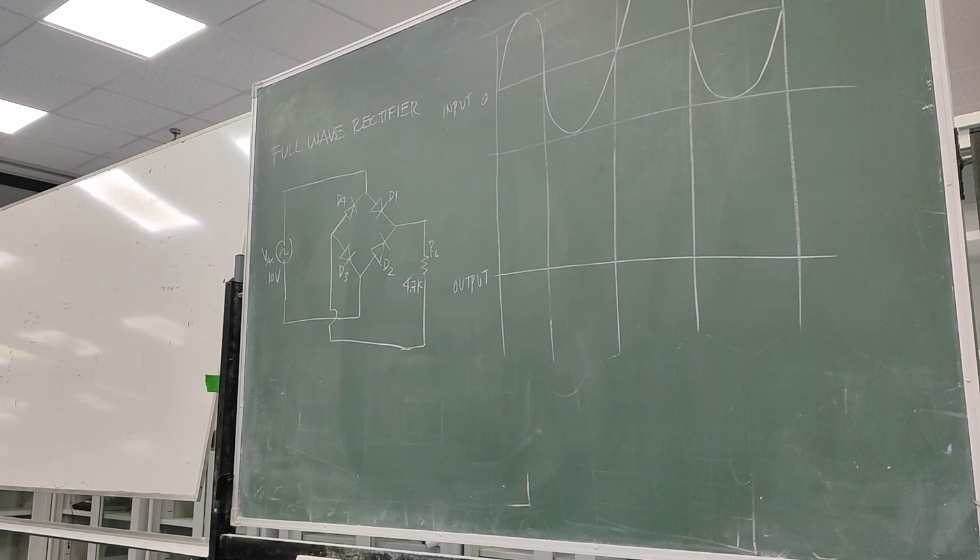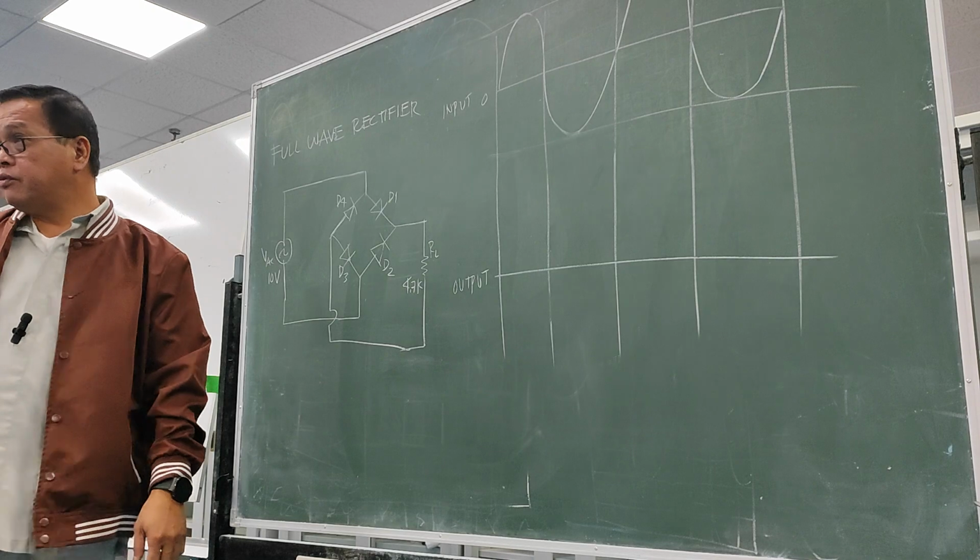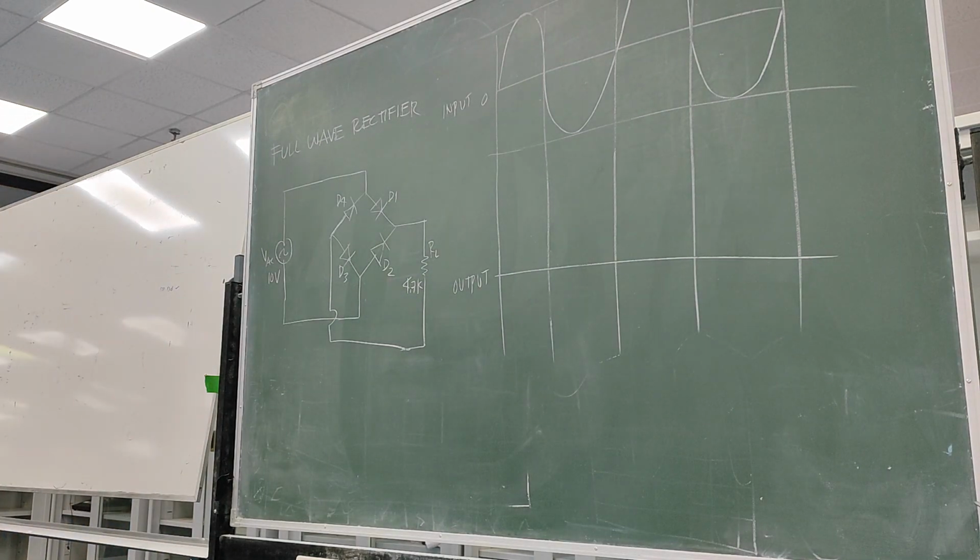Okay. So last time we covered the half wave. What's the difference between half wave and full wave? What's the first thing that you notice comparing the half wave circuit and the full wave circuit?